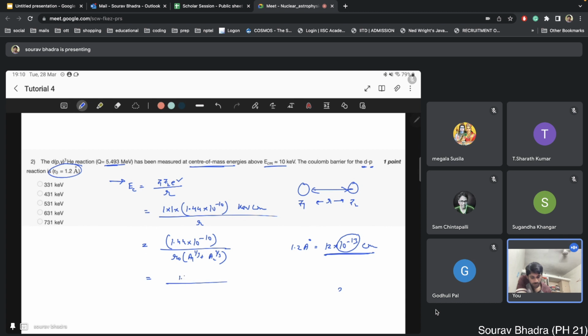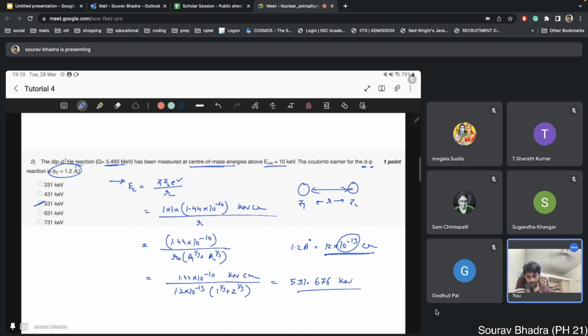So 1.44 times 10 to the power minus 10, R0 is 1.2 times 10 to the power minus 13. I am writing it in cm because in the numerator I have the cm unit. It is 1 plus 2 to the power 1 by 3. Just do it and you will get 531.676 keV.